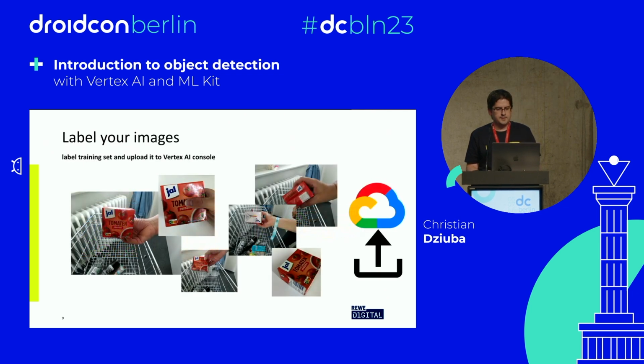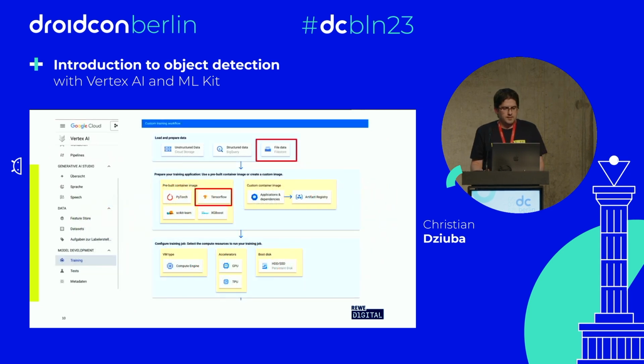After taking the pictures, you also have to label them, so the training algorithm knows what is inside the picture. You have to put a label on each photo, and after you labeled all your pictures, you have to upload them to Vertex AI via the web interface to begin the training. Your data source could be different things. Maybe you have a cloud storage already or a BigQuery database, but we used the file data storage to upload our photos to Google.